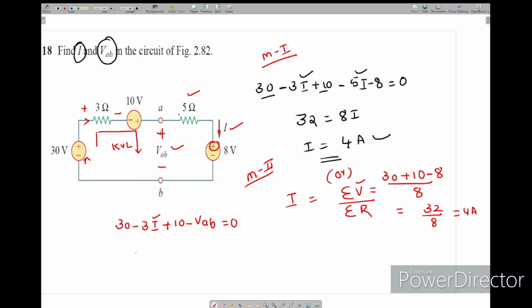So here we have already found the current, that is 4 amps. So 30 minus 3 into 4, 12, plus 10 equal to VAB. From here VAB equals 30 plus 10, 40, minus 12, it is 28 volts. So this is all about applying the KVL and finding the current in two ways. I hope this point is clear. So we will move to another question.